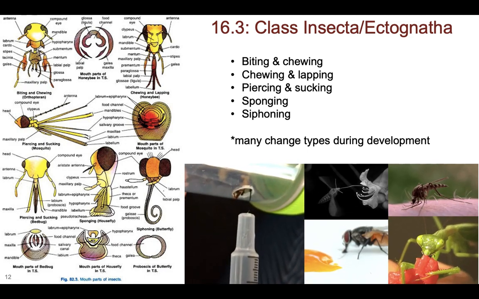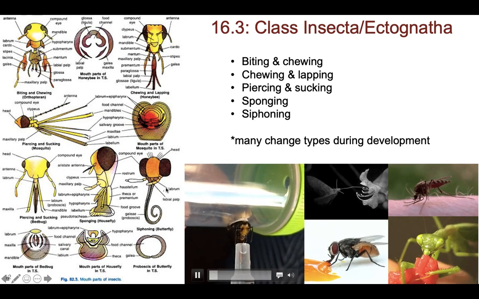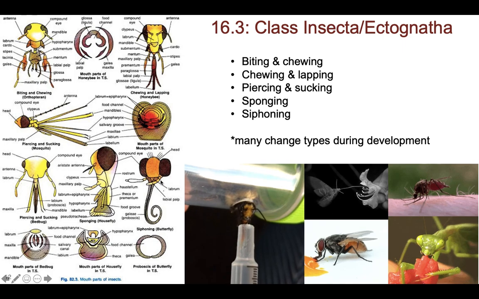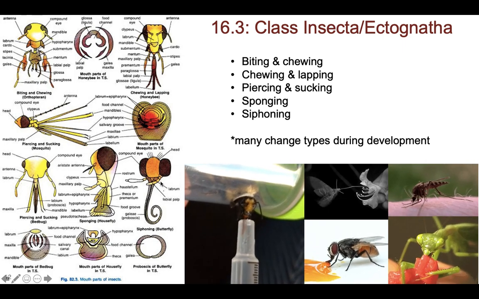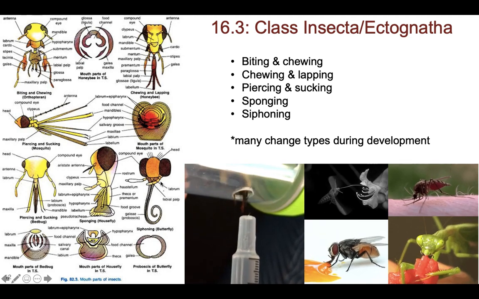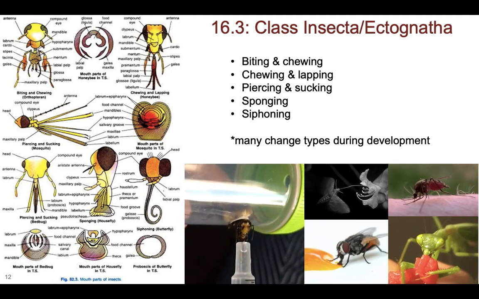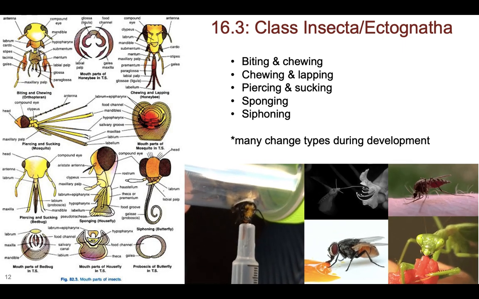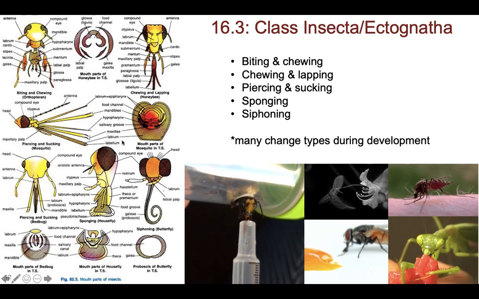There's also siphoning mouth parts. Perfect example is a butterfly. So these are insects that are drinking flower nectar or fruit juice or other fluids, just water, and very characteristic of butterflies and moths. Yeah, so those are the different types of mouth parts.